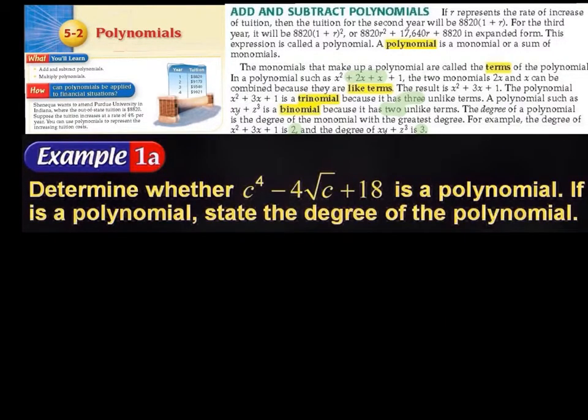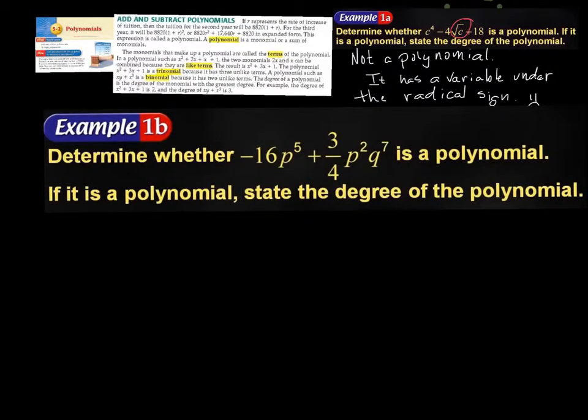Determine whether c to the fourth minus 4 square root of c plus 18 is a polynomial. If it is, state the degree of the polynomial. Well, it's not, because in lesson 5.1 we said that a polynomial could not have variables under the radical sign. And we know in general if they give us two examples of the same thing, and one doesn't work, the second one does. So this expression is a polynomial. The degree of the first term is 5. The degree of the second term is 2 plus 7, so 9. And we want the degree of the highest term, so the degree is going to be 9.